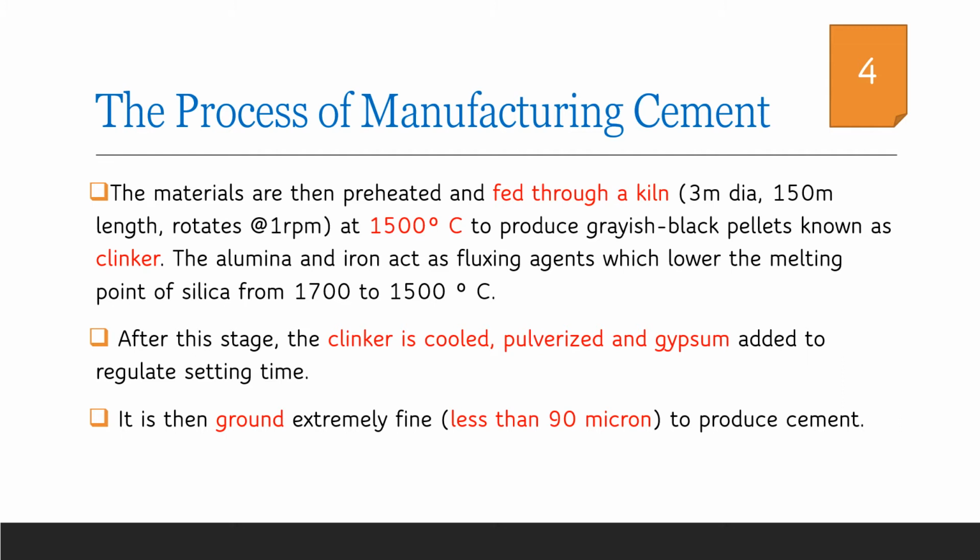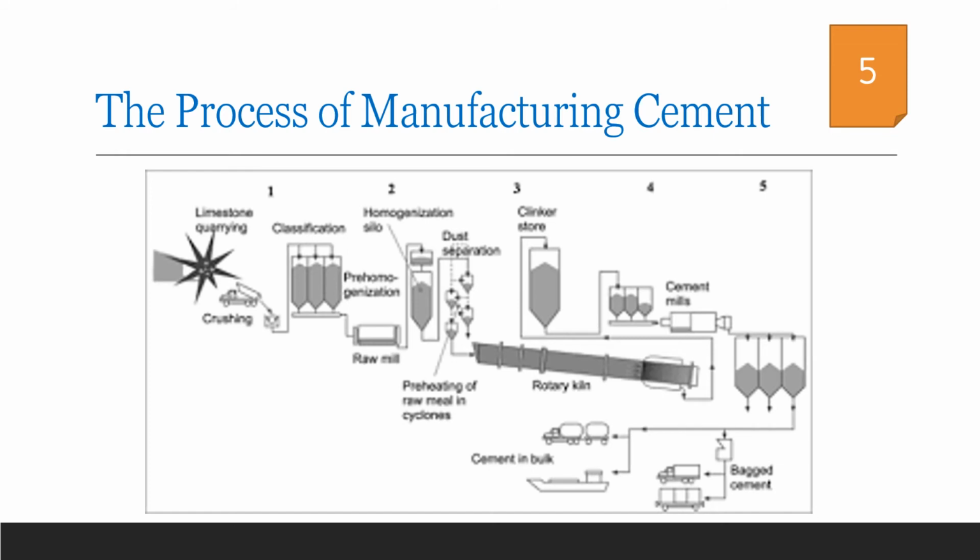The alumina and iron act as a fluxing agent which lowers the melting point of silica from 1700 to 1500 degrees Celsius. After this stage, the clinker is cooled, pulverized and gypsum is added to regulate the setting time. It is then ground extremely fine, that is less than 90 micron, to produce cement. Let us see the pictorial representation of manufacturing of cement.